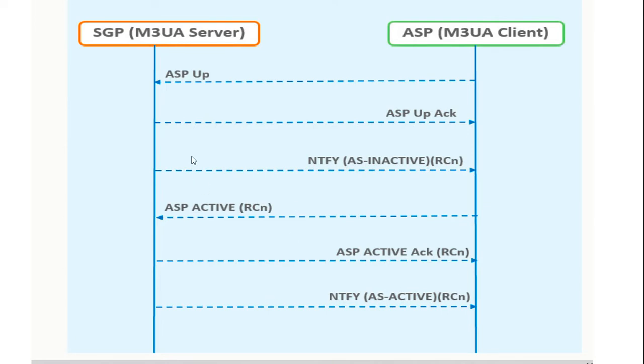I will be giving a complete description of these messages in another video. I will be uploading another video. This is just an overview for understanding purposes of how the communication happens between the M3UA server and the client. I will describe all these messages one by one in the next video. Just for understanding purposes, this flow is required to establish an M3UA connection.